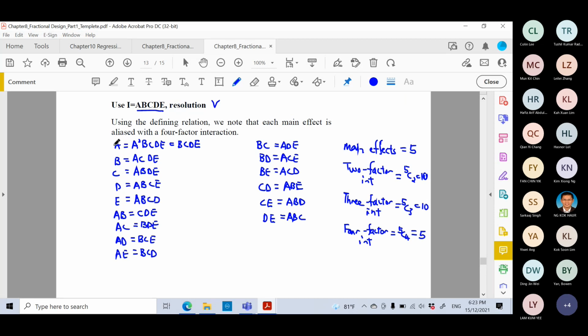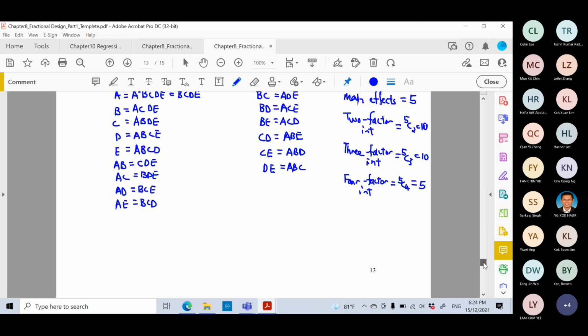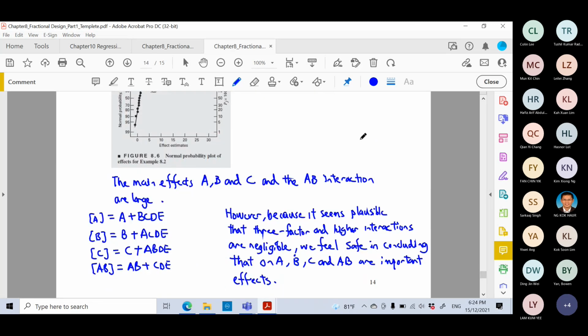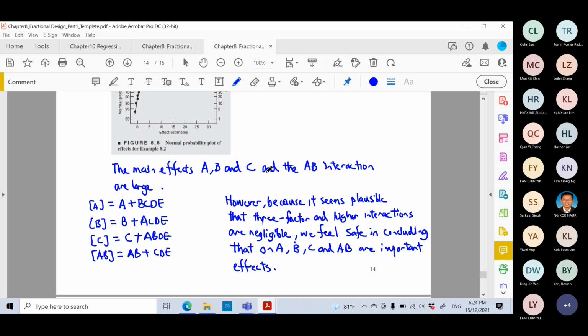if you are calculating A, it means that you are calculating A plus B, C, D, E. You are getting B, which is actually B plus A, C, D, E. So you need to make some assumptions. The main effects A, B, C, D, and the AB interaction are large, clearly from the normal probability plot here. Because calculating A, B, C and AB is actually calculating all these things, we can make some assumptions.